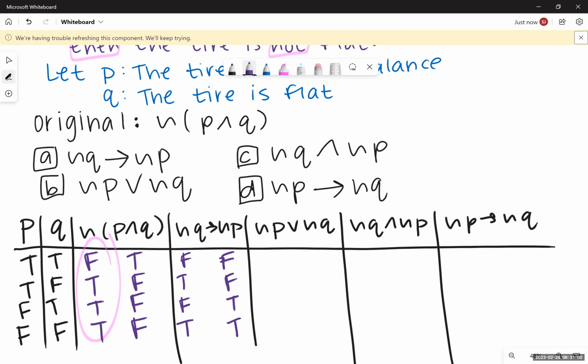Now the answer column, this is the lottery, right? If I did not play and I did not win, I cannot be mad. T to F, that's the only time you get F. F to T is fine. T to T is fine. That is the answer column for that one.